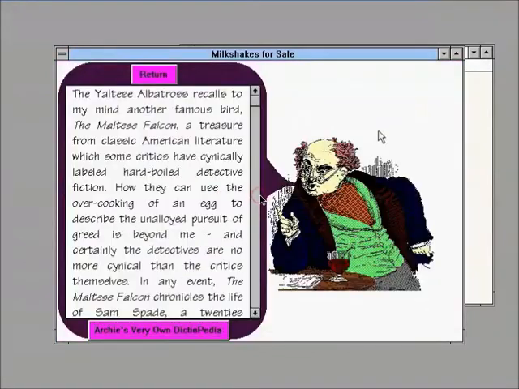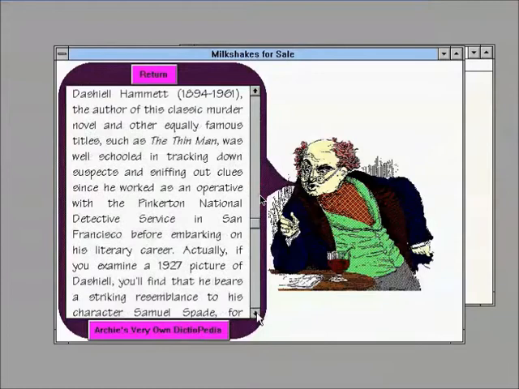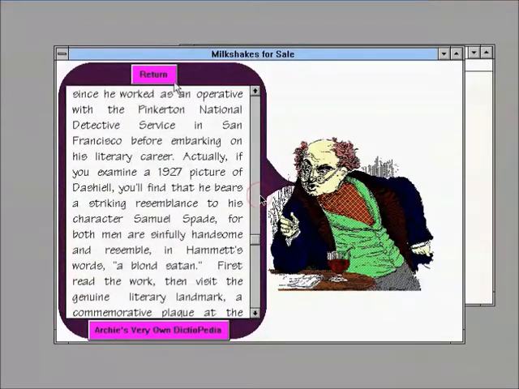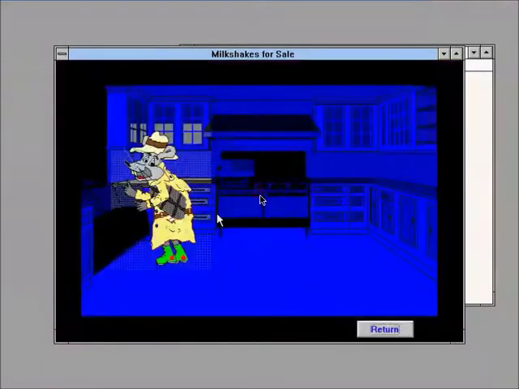Yell at the albatross. Oh, gosh. Again, another one of these. You know what? I give up. I'm not reading this. I'm just going to see. Oh, that's better.